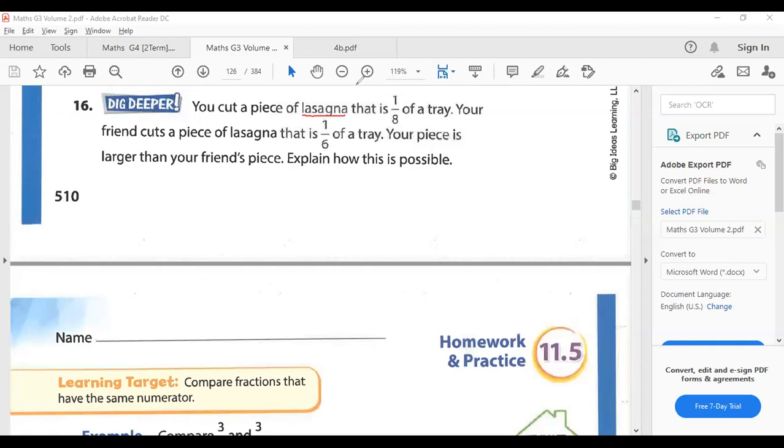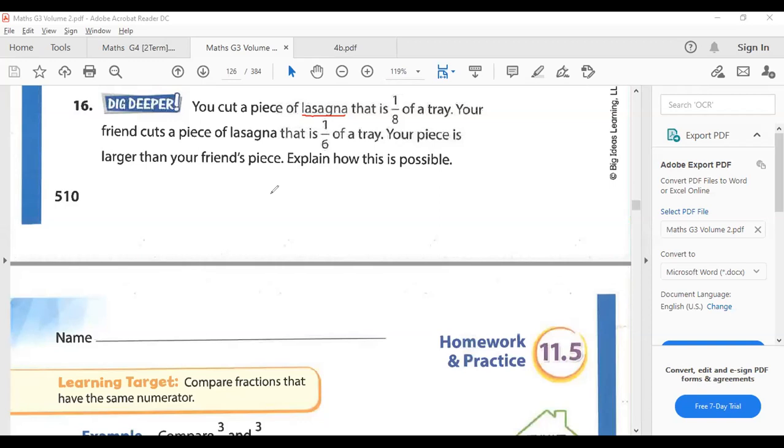Okay, so you got a piece of lasagna that is 1/8 of a tray. Your friend cuts a piece of lasagna that is 1/6 of a tray. Your piece is larger than your friend's. Explain how this is possible. My tray is larger. Your tray is larger, yes. You cut 1/8. You mean 1/8 would be greater than 1/6? No, 1/6 should be greater.